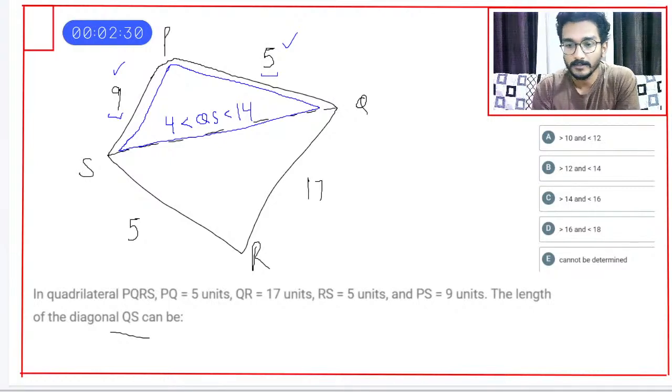Isosceles trapezium. Yes, okay. You have thought it correct, Shivam. And I guess it will be B. So greater than 12 and less than 14. Okay, the answer is absolutely right, Palak. Very good. And yes, I will also do the question with the trapezium.